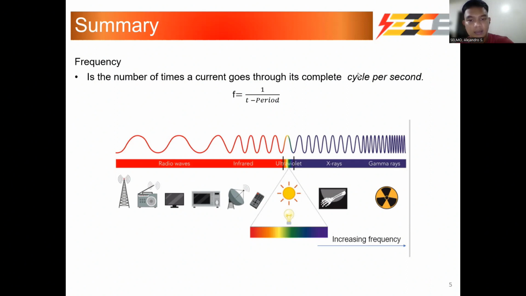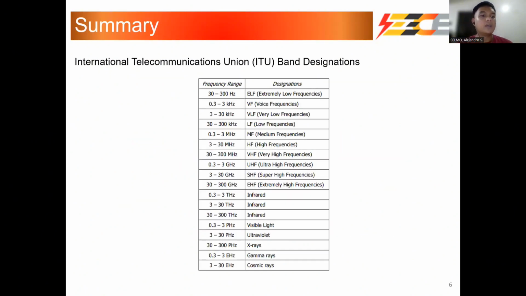And as the wavelength gets larger and larger, the frequency decreases. So frequency and wavelength are inversely proportional. So here are the different band designations based on the International Telecommunication Union. So here are the different ranges of the electromagnetic spectrum and their respective designations.